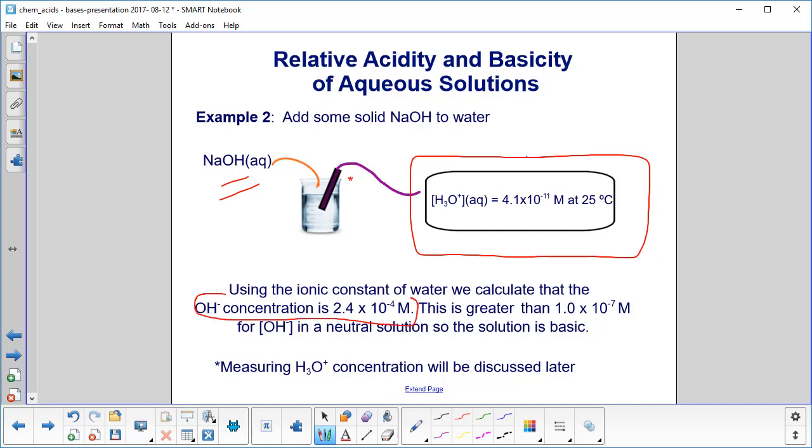And how did we get the hydroxide concentration? Well, that would be the ionic constant of water divided by the concentration of the hydronium ion. Okay, we did some problems like that earlier. Now we note that this number is greater than 1 times 10 to the minus 7th molar for hydroxide in a neutral solution. So this solution is basic.